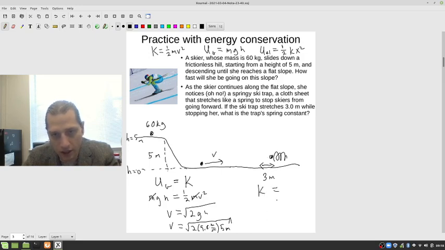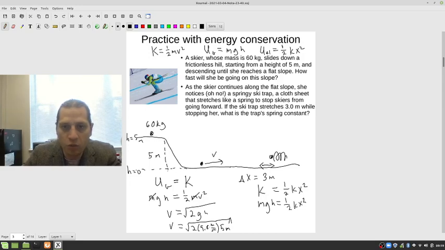So I could just say kinetic energy right here is equal to the 1/2 k x squared. And I've been told that that x is 3 meters. I really should be writing it as a delta x, but I'm being a little sloppy. Okay, but look, we realize also that the kinetic energy here was just related to the gravitational energy there. So I can also just write mgh equals 1/2 k x squared.